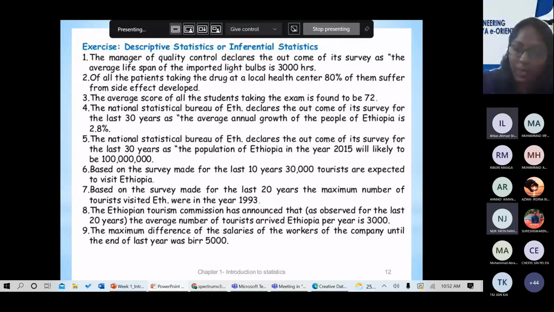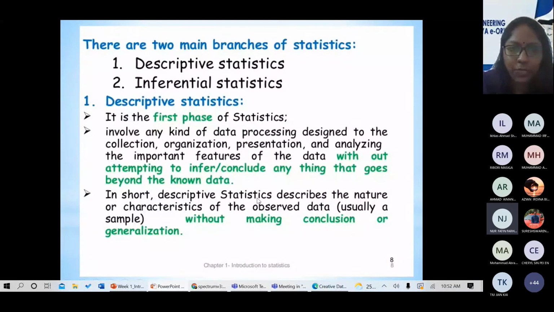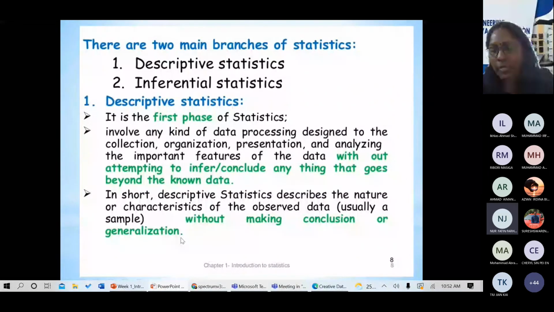Okay, now we're going to decide whether it's going to be descriptive or inferential. We're going to do it together. That's why I actually looked here. I don't have an answer, so it's also based on what we see here. So descriptive describes the nature or characteristics of the observed data without making conclusion or generalization. We didn't make any conclusion. It is designed to collect data without attempting to conclude anything that goes beyond the data.